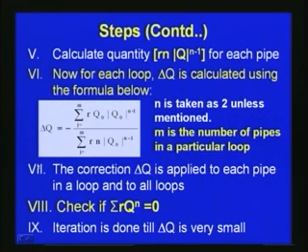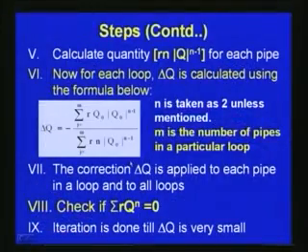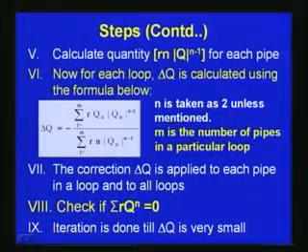Once we get this correction delta q, in the next step the correction delta q is applied to each pipe in a loop, and then this procedure is continued. We can continue for all the loops, and then finally we can check whether sigma r into q to the power n is equal to 0 or not for the given loop, and then we will continue this. Generally, since we have started with an assumed value of the flow through each pipe, this relationship sigma r into q to the power n will not be 0 generally.